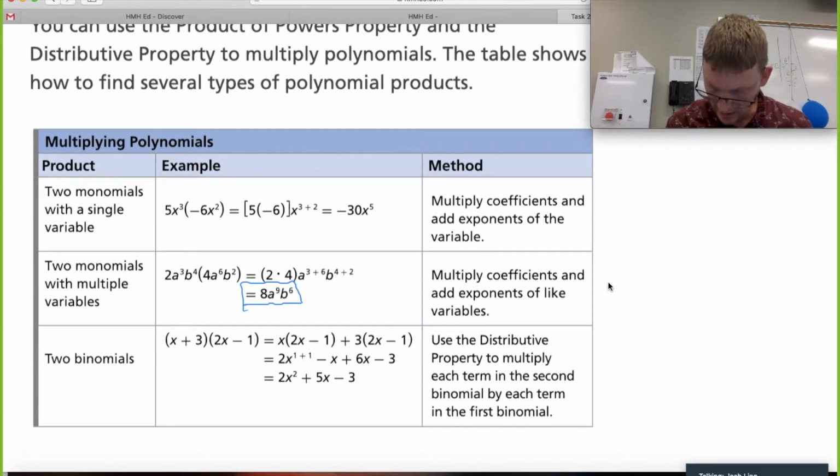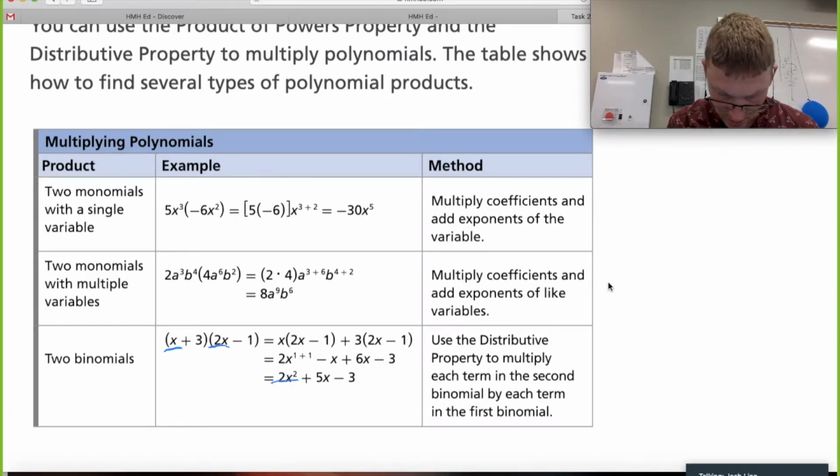So things get interesting when you get into the binomials or even polynomials. I'm pretty sure we'll see polynomials later on, but with our binomials, you're basically going to end up foiling it out. So there, there, there, there, and we'll go over a couple of ways to organize that. Then as you hit x times 2x, you're going to add the exponents. So that would be 2x squared right there.